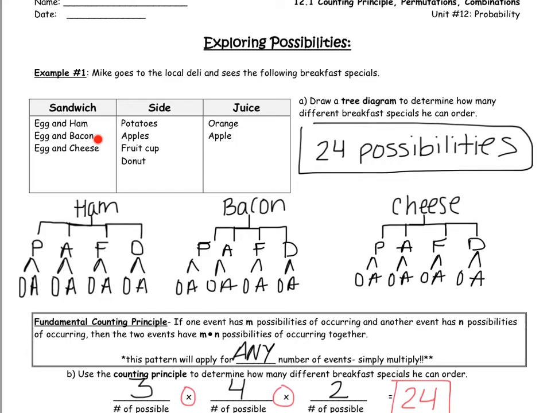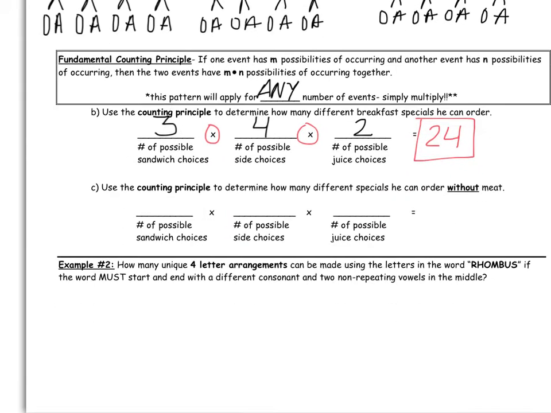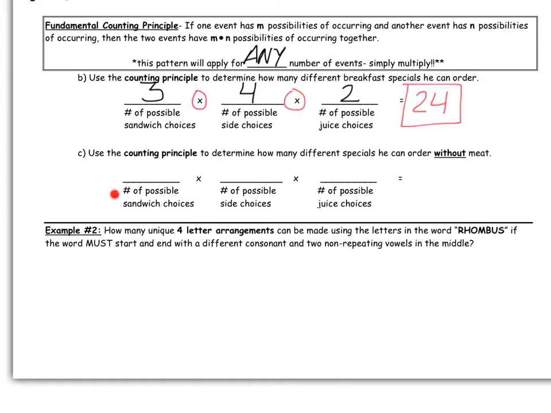This has ham, that has bacon, so that's meat. None of the sides have meat in it, and none of the juices have meat in it. So what that does is that narrows down my number of possible sandwich choices to 1. He can only get egg and cheese. He can't get bacon or ham.